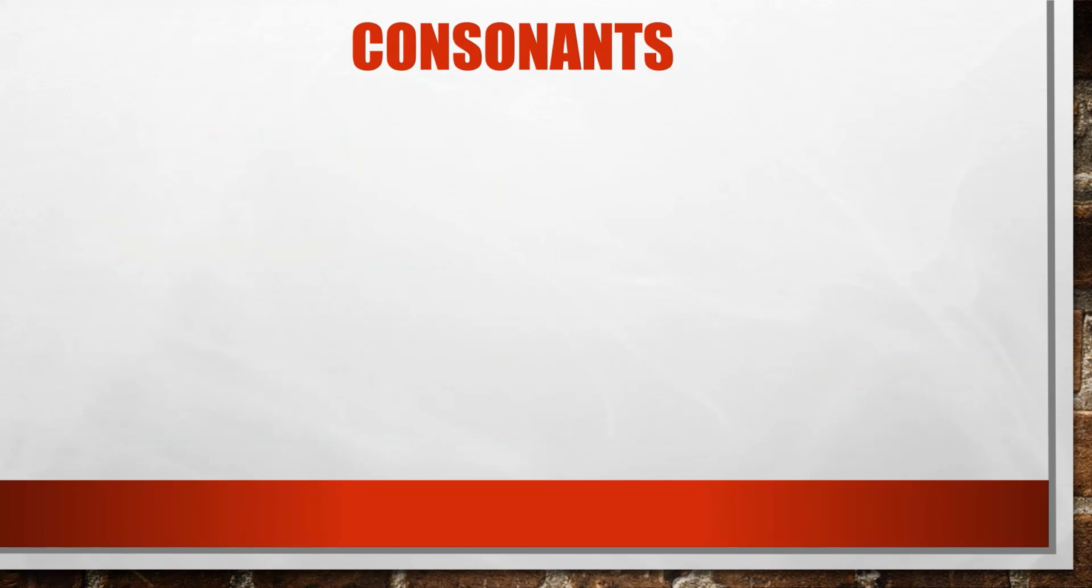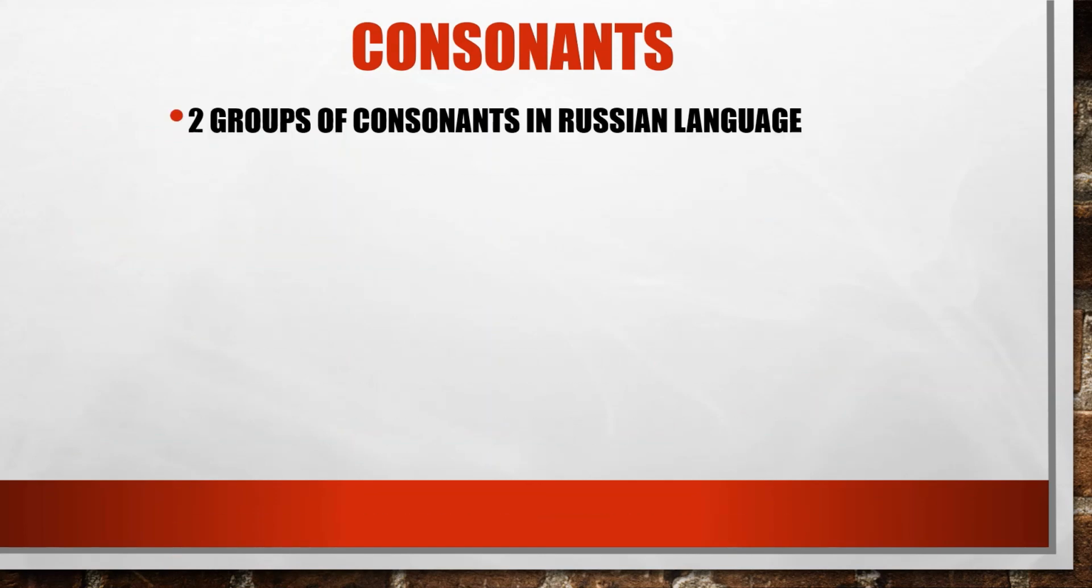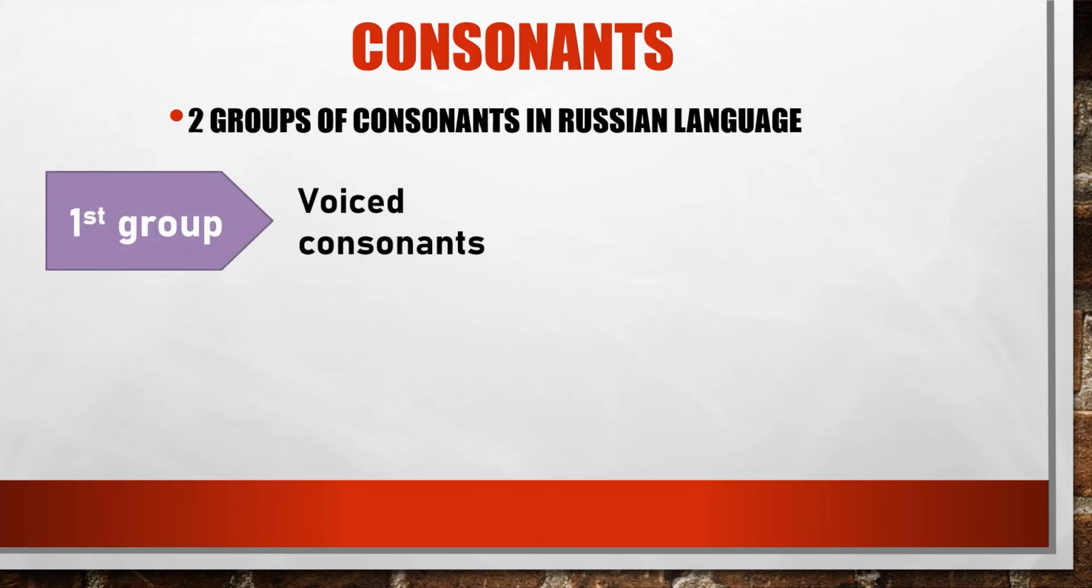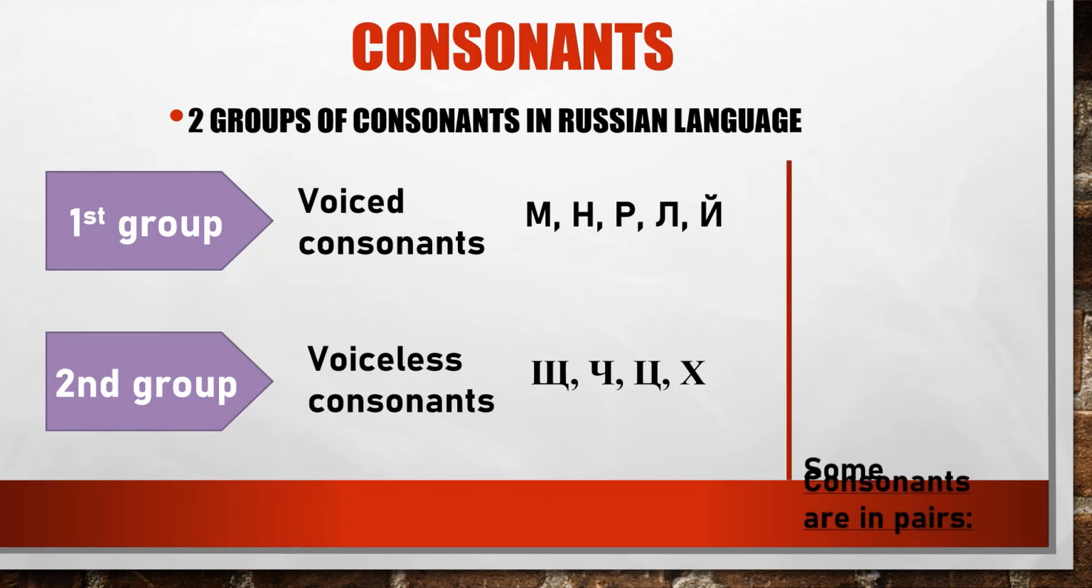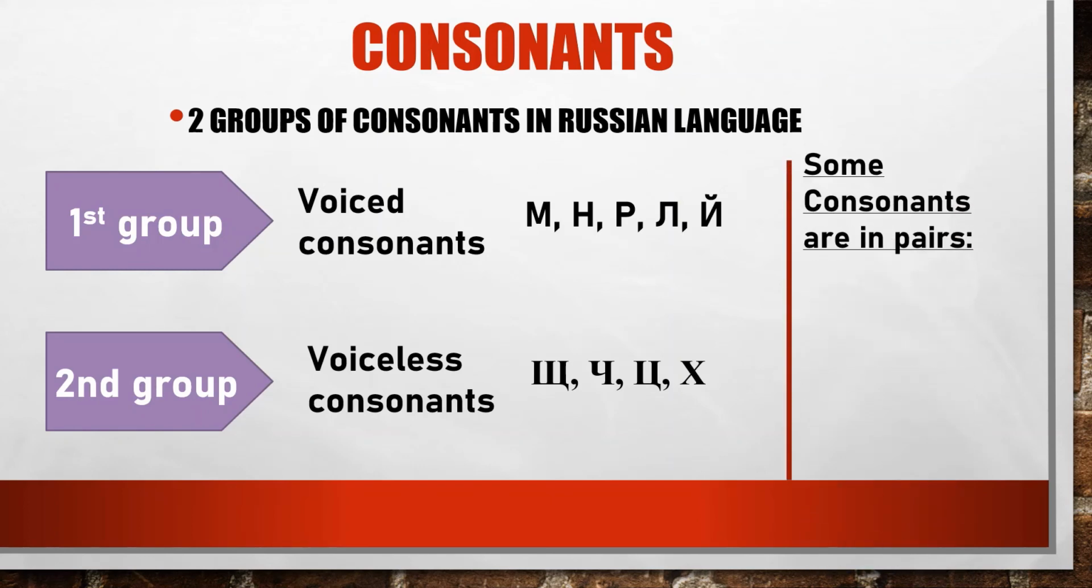Russian consonants can be divided into groups. The first group are the so-called voiced consonants. Some of the consonants can be only voiced or only voiceless. The voiced consonants are M, N, R, L, Y. The second group are voiceless consonants, which are sh, ch, c, h. And then we have some consonants that you can find in pairs, where a voiced consonant has its voiceless pair: B-P, V-F, G-K, D-T, Zh-Sh, Z-S.